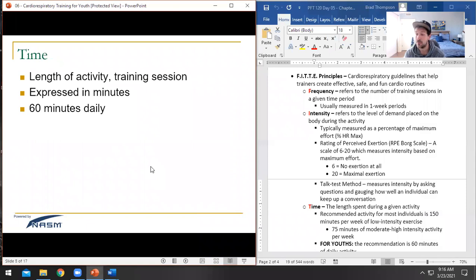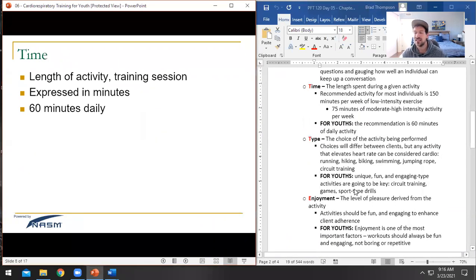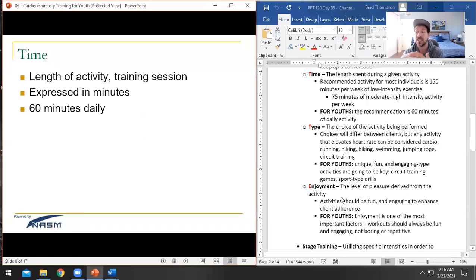So let's take a look at time. Time is the next one. Time is the length of time spent in a specific given activity. The CDC is going to recommend 150 minutes of low intensity activity per week, or you can take it up to 75 minutes of high intensity activity per week.